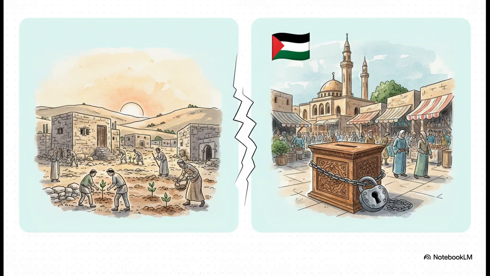You have this promise of a national home for one group. And for the other group, the Palestinian Arabs, who, by the way, made up 90% of the population at the time, the promise was only for civil and religious rights. See what's missing? There's no mention of their political or national rights. That ambiguity was like a ticking time bomb.